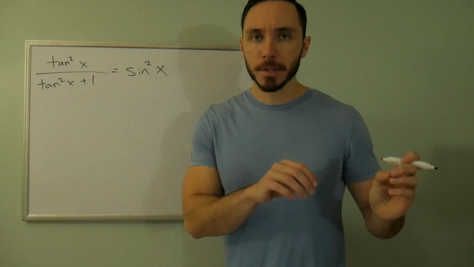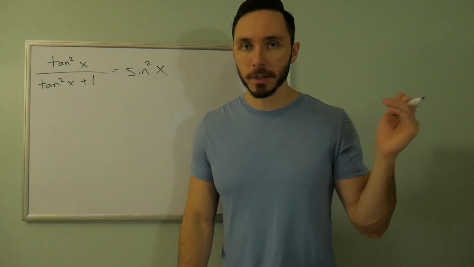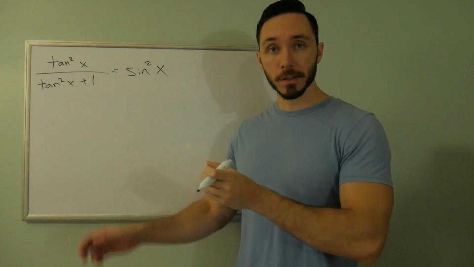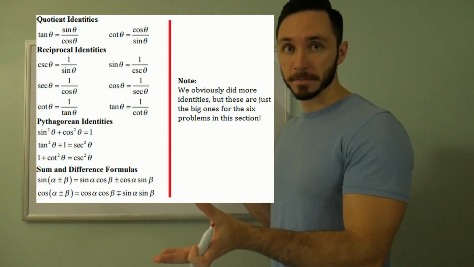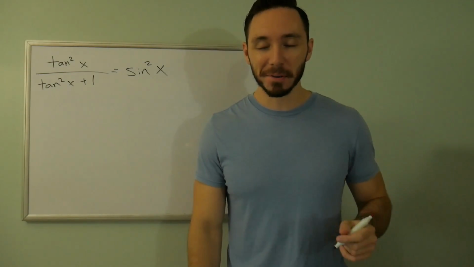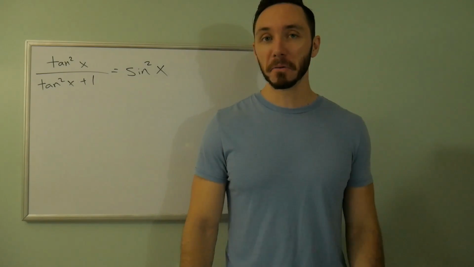I'll post these problems too as a worksheet and just check the description for them. Before we get to it, these are the identities that you need to know to do these 6 verifications. Okay, let's assume that my post-editing skills are worthy there.